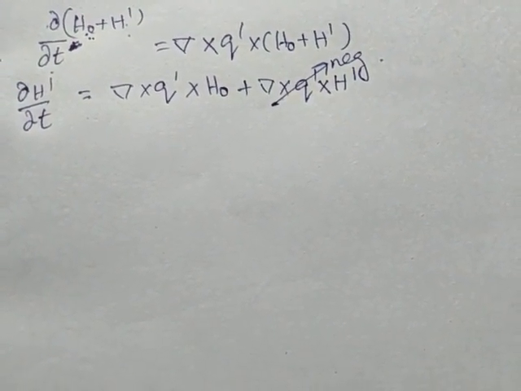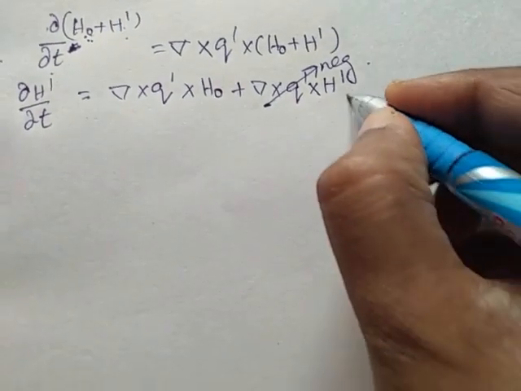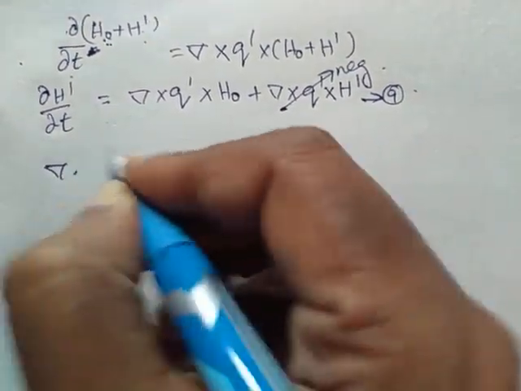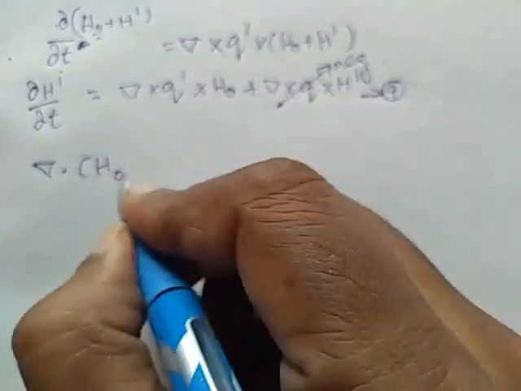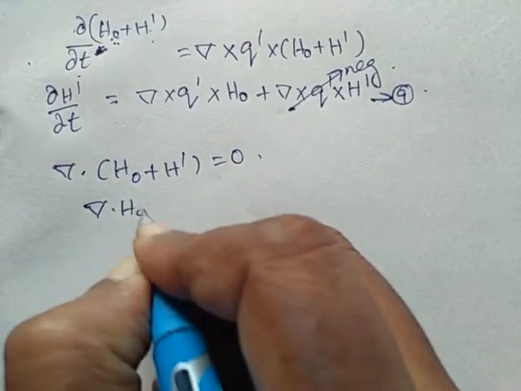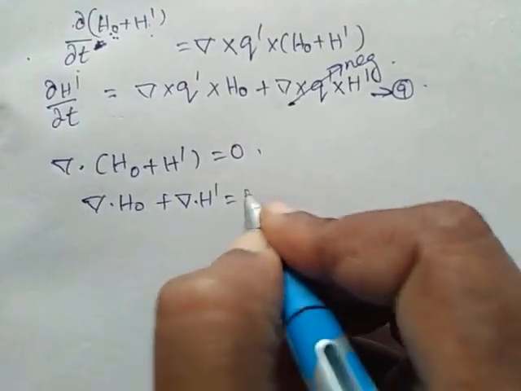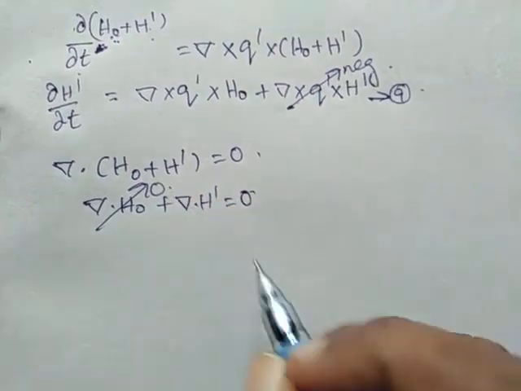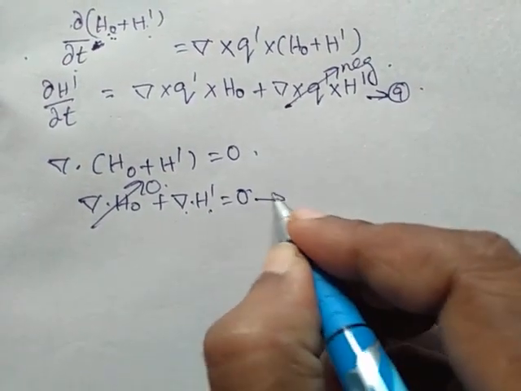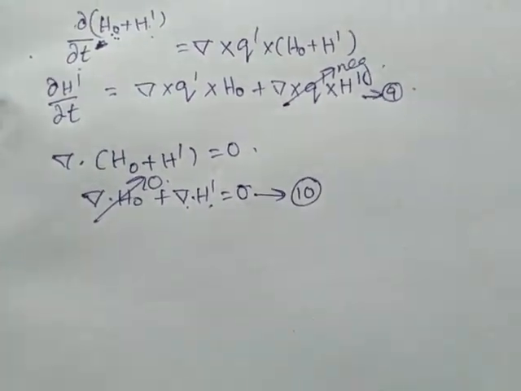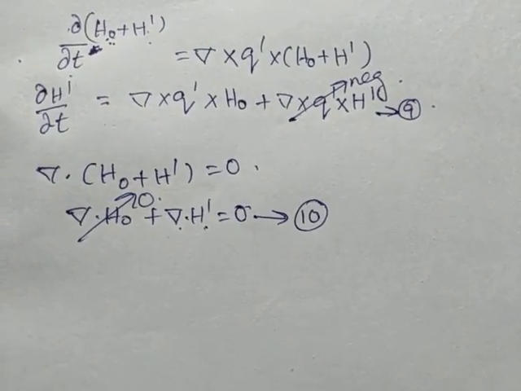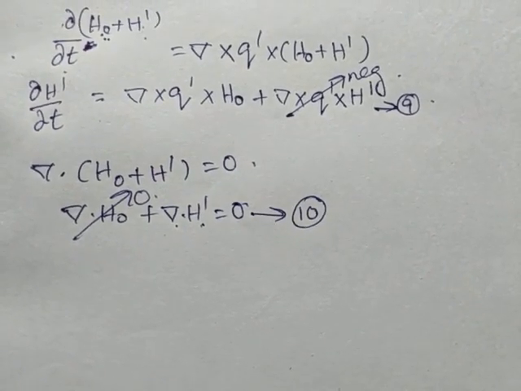Now, the last equation is the solenoidal property. I'll take this equation as 9. Our last equation is the solenoidal property, that is ∇·H is 0. Now we have ∇·(H₀ + H') is 0. When we split it, we have ∇·H₀ plus ∇·H'. H₀ is constant, therefore it is 0. Our solenoidal property for the perturbed state is ∇·H' is 0. I'll take it as equation 10. So for the perturbed state, we have the momentum equation, continuity equation, magnetic field equation and solenoidal property.